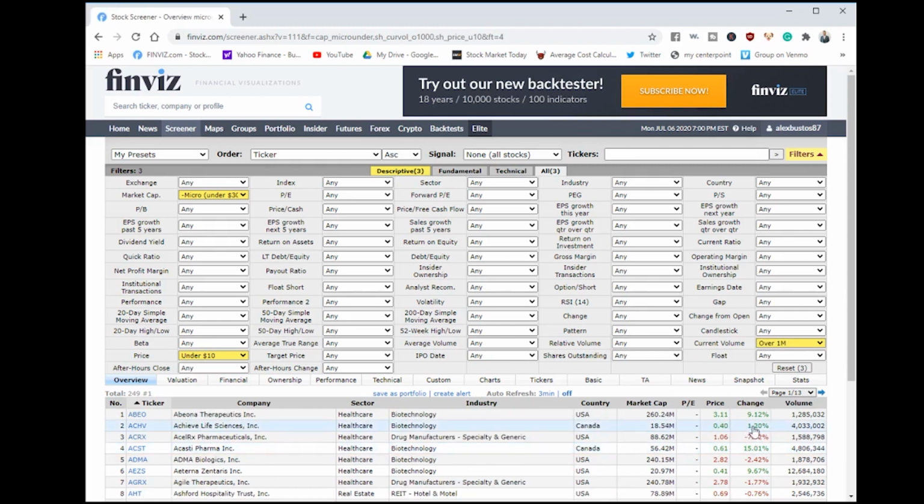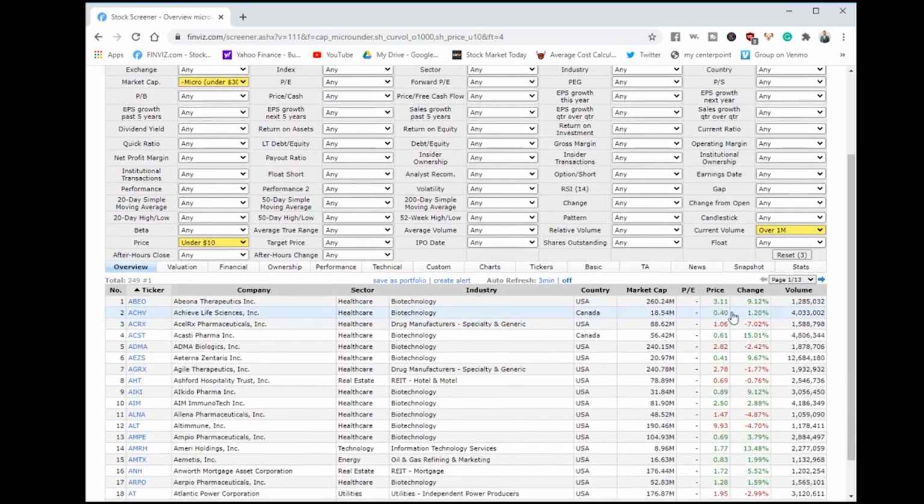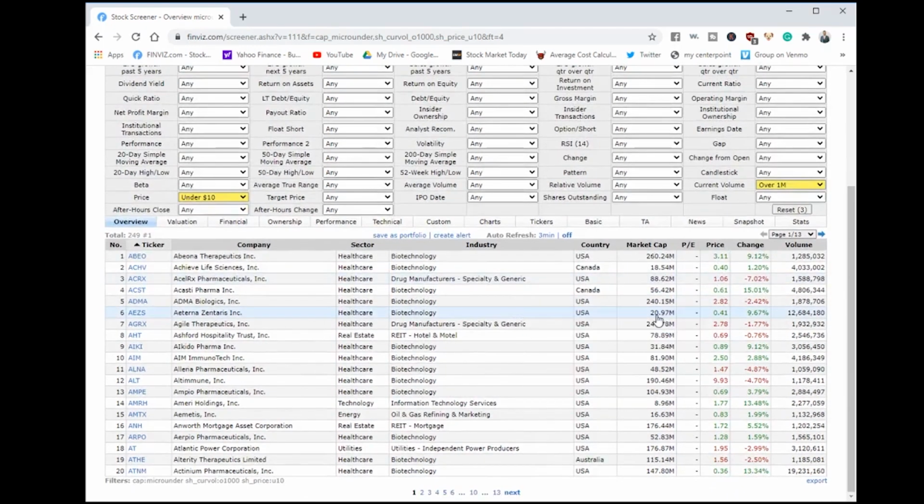On top of that, I also want to make sure that the current volume is over 1 million shares. Because if it's not over 1 million shares, then I just feel like it's not enough volatility. And it's just not my niche. I don't like to trade something with not that much volume, because then it's easy to get choppy. It's easy to get a lot of slippage. So I like it to be at least 1 million volume, preferably 5 million, but 1 million for tracking.